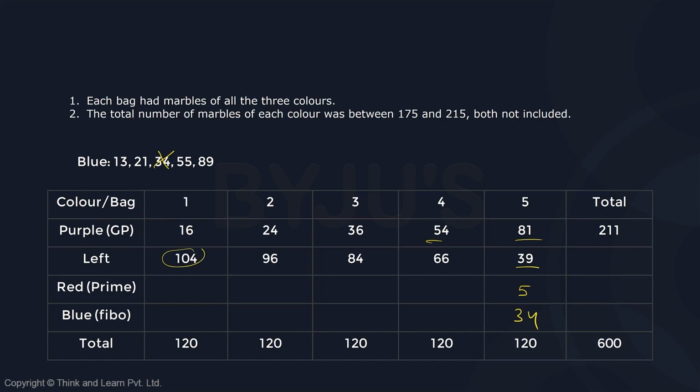Okay. So second we will check for 104. For 104, if I take 13, I'm left with 91, not a prime number. 21, I'm left with 83, a prime number. Possibility hai. If I take 55, I'm left with 49, not a prime number. If I take 89, I'm left with 15, not a prime number. Again, only one possibility, that 83 is here, 21 is here. 21 is also out. 2 numbers fixed, right?